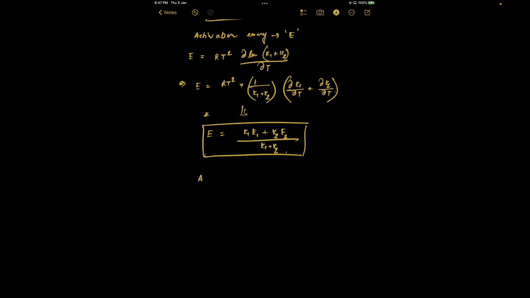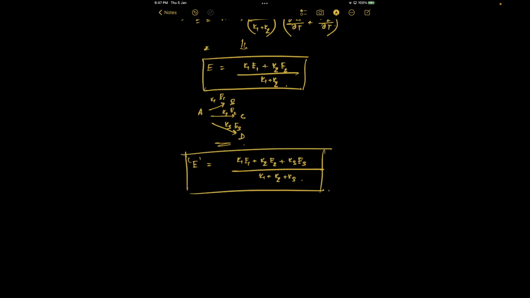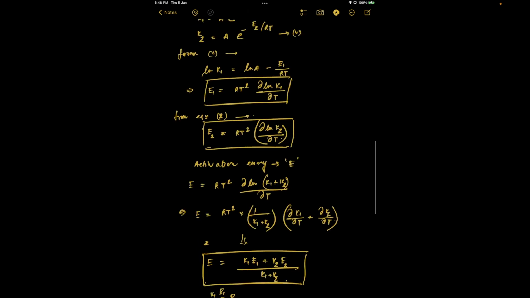So basically for any parallel reaction, let's say from A to B, A to C, and A to D, with rate constants K1, K2, K3 and activation energies E1, E2, E3. For the overall disappearance of A, the activation energy E will be equal to K1 E1 plus K2 E2 plus K3 E3 divided by K1 plus K2 plus K3. So this will be the general relationship.